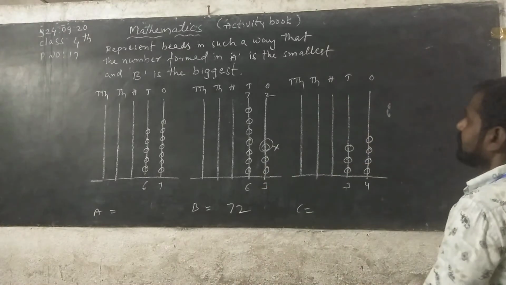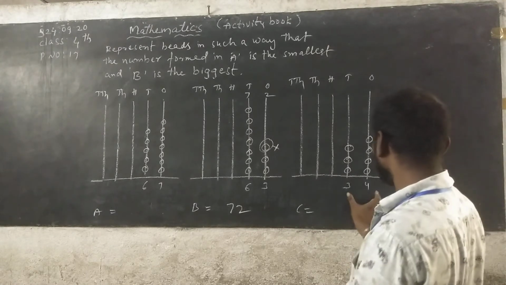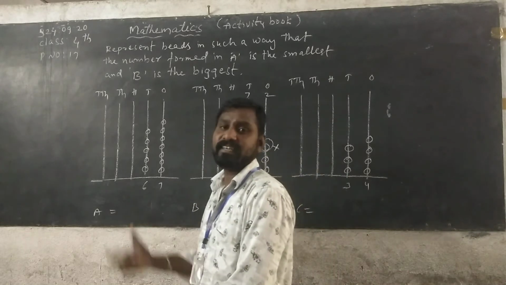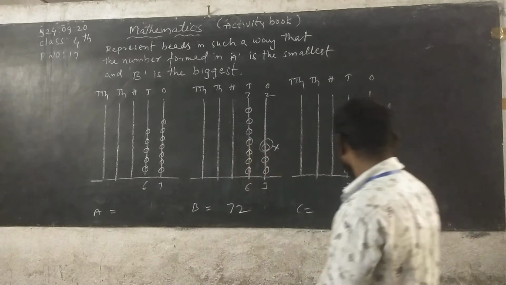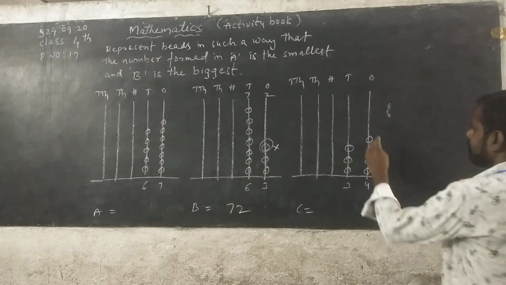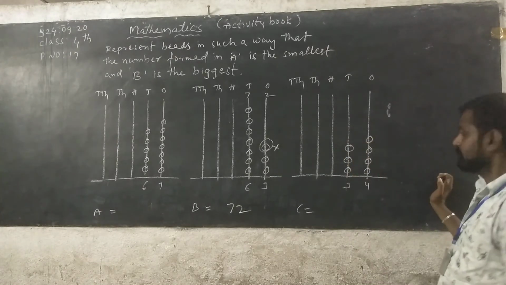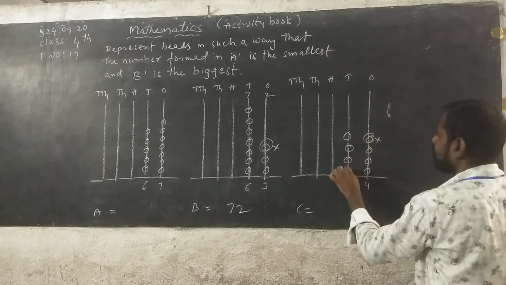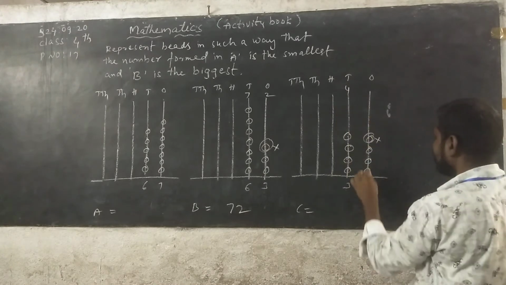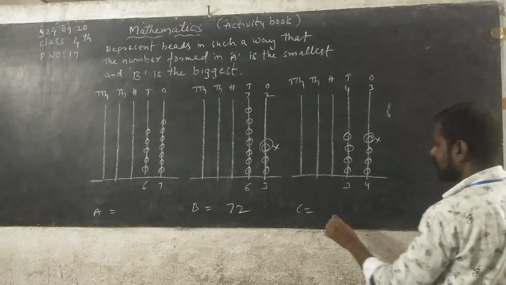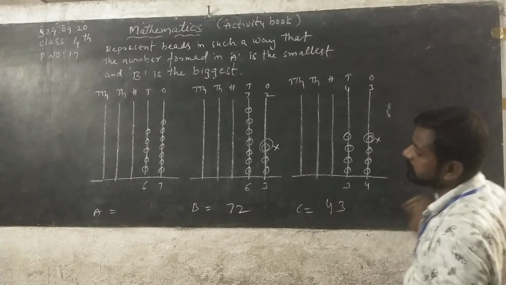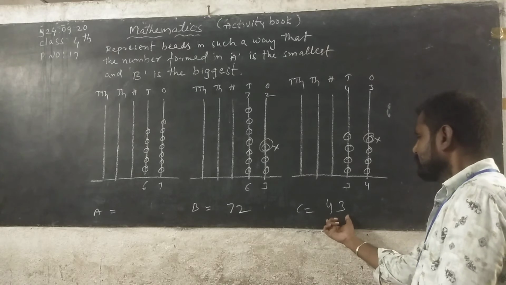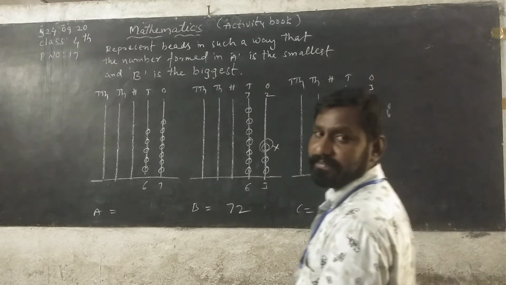Next, A is the smallest, means here 34 is there, here 67 is there. Then, now I am taking one bead to 10's place. So here, one bead. Here 1, 2, 3, 4, here 1, 2, 3. So the number is 43. Next, A is the smallest number. So the A number is less than 43.